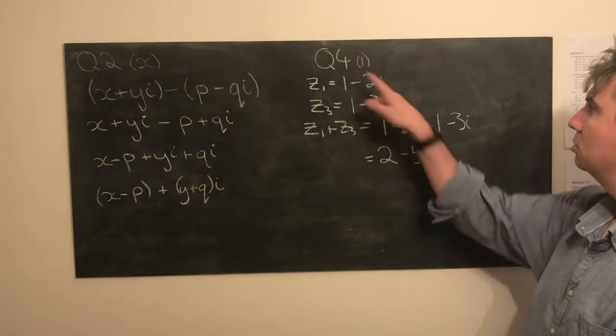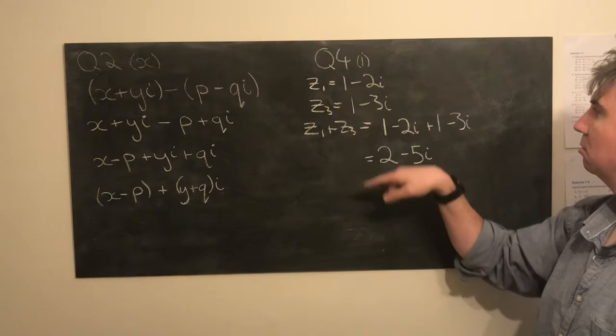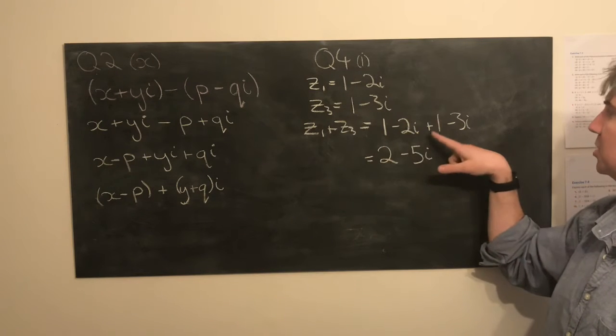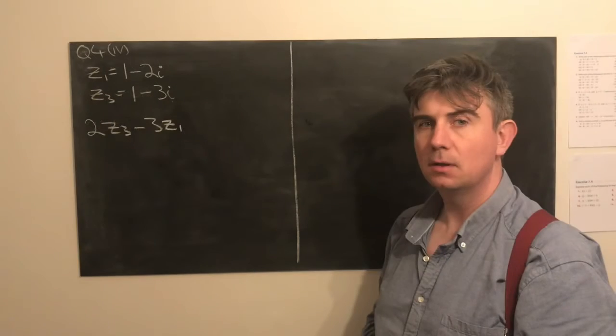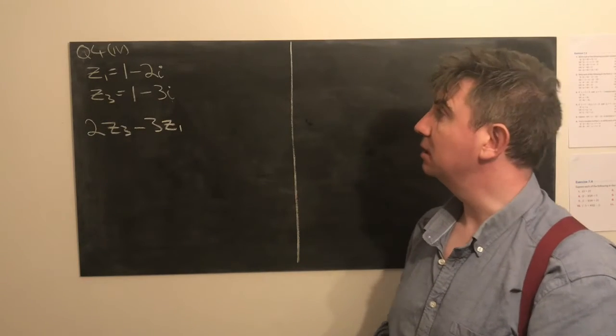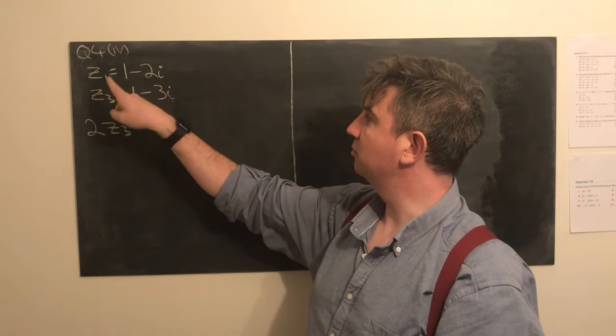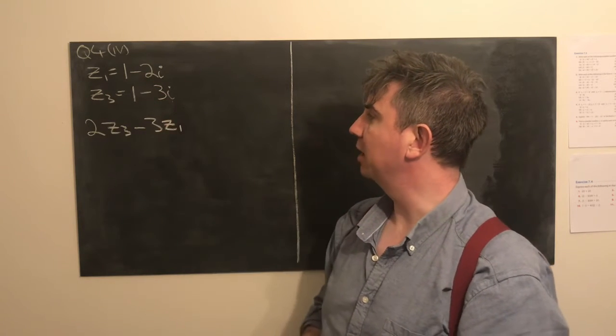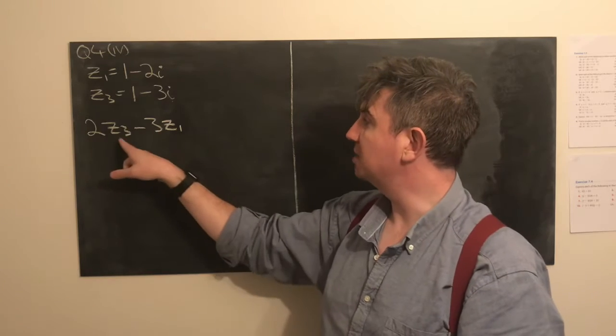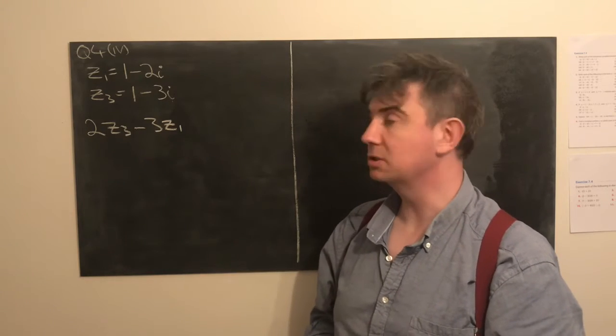So that's how we do question 4, part 1, the addition. There's no real need for brackets here because there's nothing going to change a sign or anything. The next question I'm going to look at is question 4, part 4. And we have Z1 is equal to 1 minus 2i, Z3 is equal to 1 minus 3i, and we're asked to find out what 2Z3 minus 3Z1 is equal to.